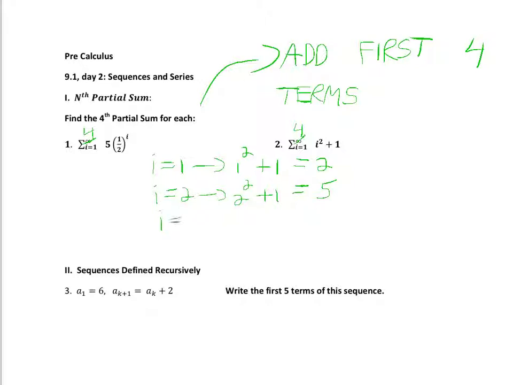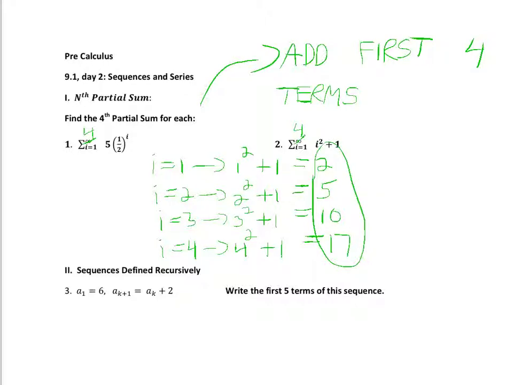If I plug in i equals 3, we're going to have 3 squared plus 1. 3 squared is what? 9. 9 plus 1 is 10. And then the 4th term, I plug in i equals 4, so it's 4 squared plus 1. So it's 16 plus 1, which is 17. And this is all I do, right? As soon as I see that sigma, I know I'm adding. So it's really a series that we're adding. And this is all we're doing. 2 plus 5 plus 10 plus 17. Add those up. I get 7. I get 17 plus 17. We get 34. So that's our answer. So our fourth partial sum for number 2 is 34.